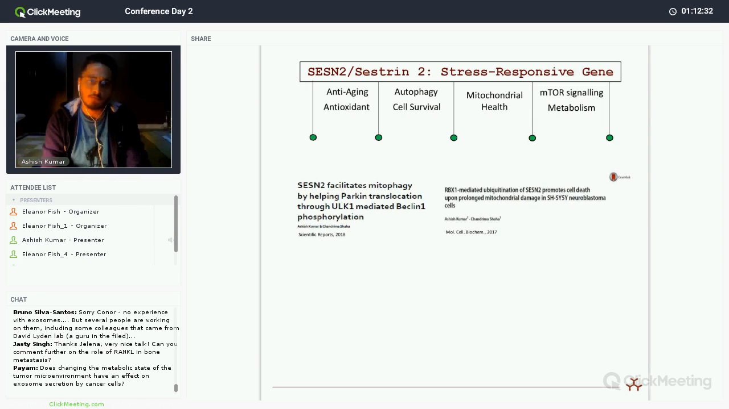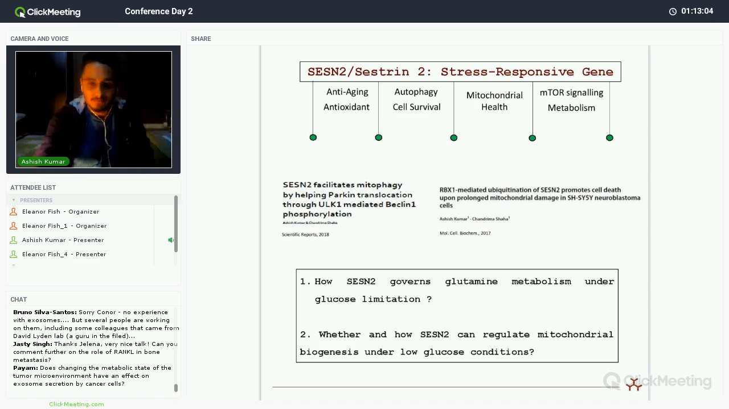Earlier these proteins were elucidated as antioxidant proteins, but in recent times it has been known that they have a diverse role and can modulate various other processes like autophagy, cell survival, and mitochondrial health. Our recent reports have shown that Sestrin2 can facilitate mitophagy by helping Parkin translocation under mild mitochondrial stress, while extensive mitochondrial stress can even degrade Sestrin2 by making it more prone to ubiquitination in neuroblastoma cells.